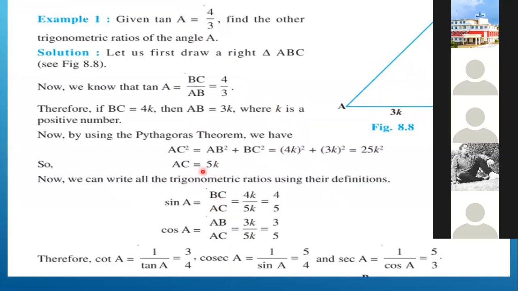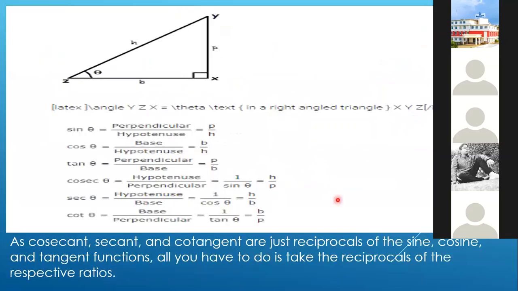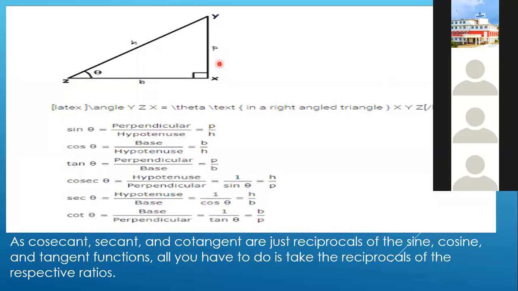Now they're asking us to find the trigonometric ratios, that is sin A, cos A, cot A, cosec A and secant A. I want answers from all the students. What do you mean by sine? Opposite by hypotenuse. Hypotenuse we have got 5, opposite is 4. So what is sin A? 4 by 5. Very good.